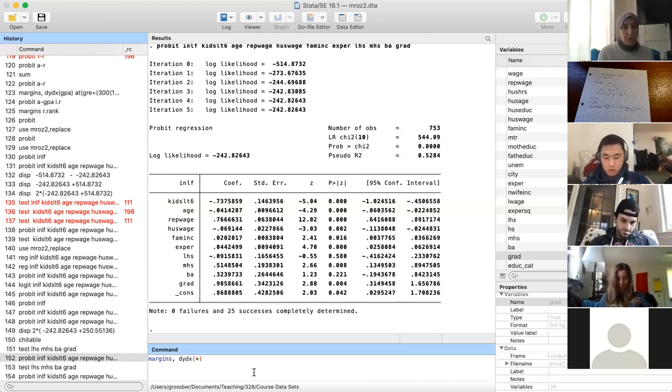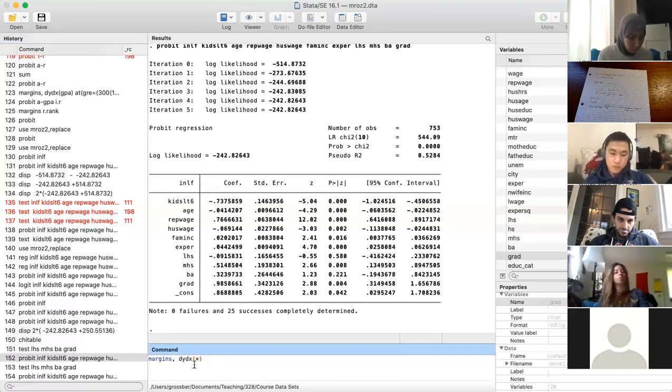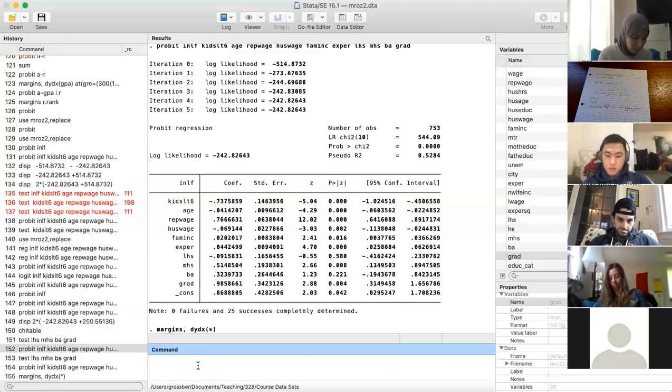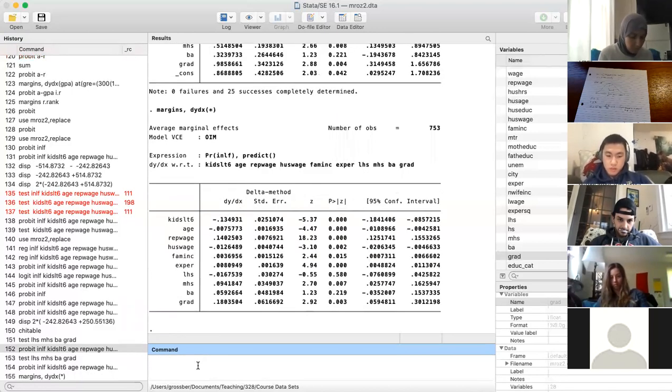So what I'm asking Stata to do is to compute the derivative or the marginal effect of each of the independent variables. When I include the star, it tells it to do all the variables in the model. Okay. And here's what I get.